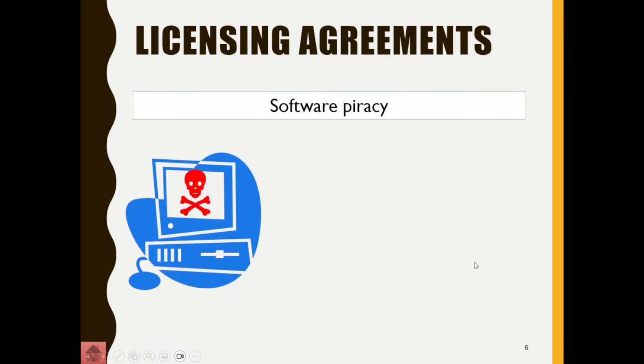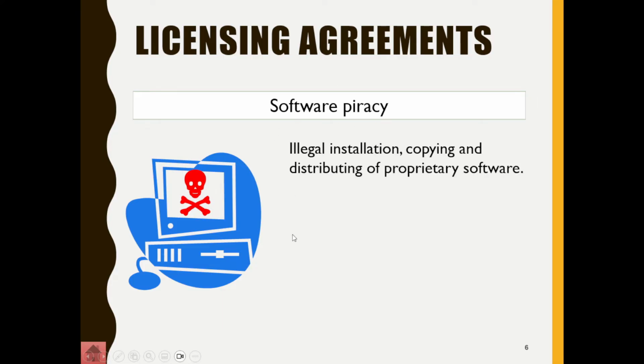Now with this, a lot of people don't like these things, and with the age of the internet and everything being so available online, there is a lot of piracy that goes on. And when you think of piracy, yes, we think of our pirates. What does a pirate do? A pirate is going to be someone who is stealing things, okay? So we're talking about stealing software. More so, it is the illegal installation, copying, and distributing of proprietary software.